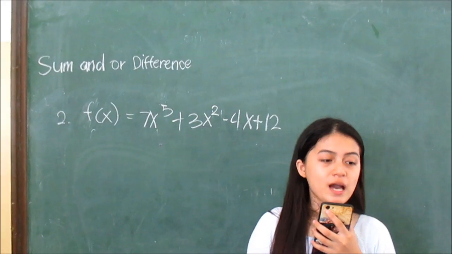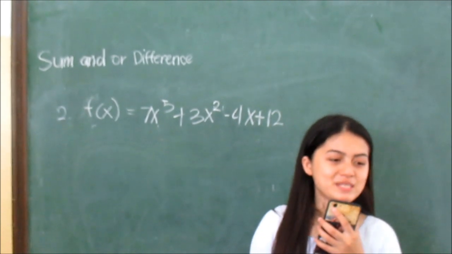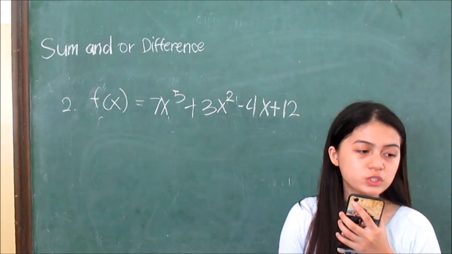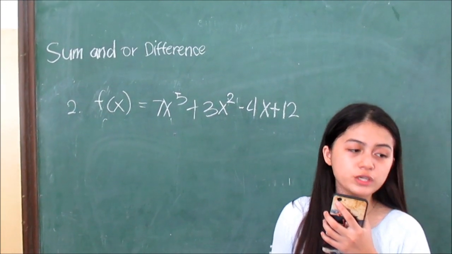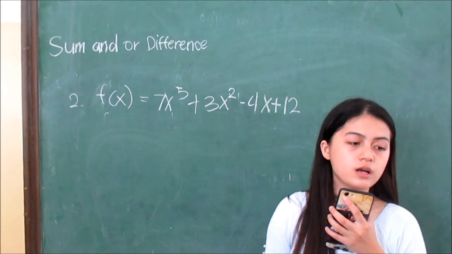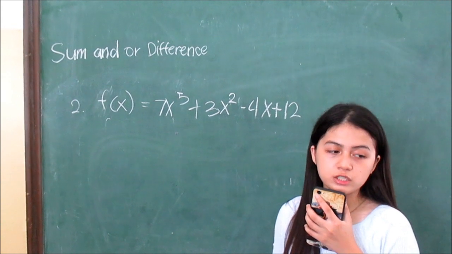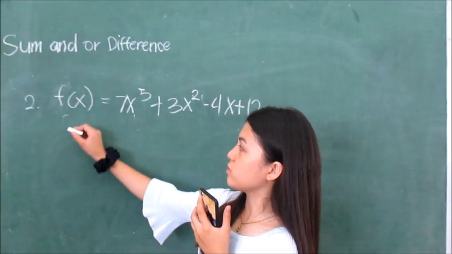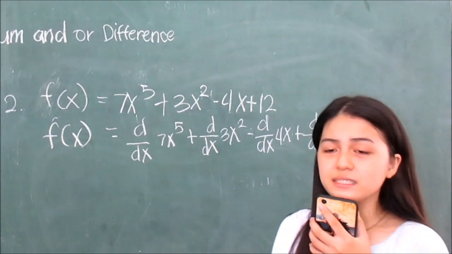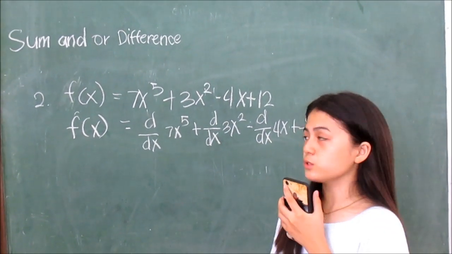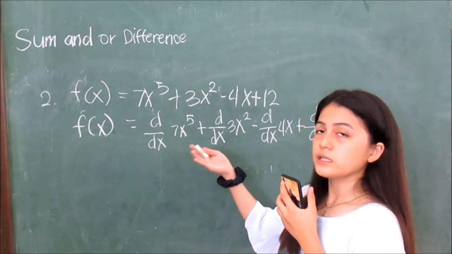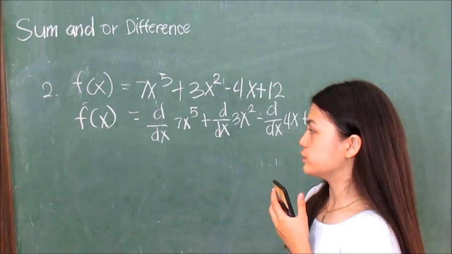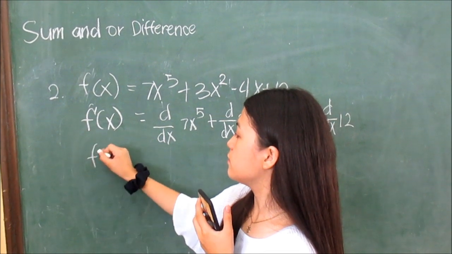For number 2, since the given problem is a polynomial, if we follow the differentiation rule, we need to combine the 3 other rules, which are the constant rule, the power rule, and the constant function rule, and of course our target, the sum and or difference. So just like the first example, we have to distribute each term by following the differentiation rule.